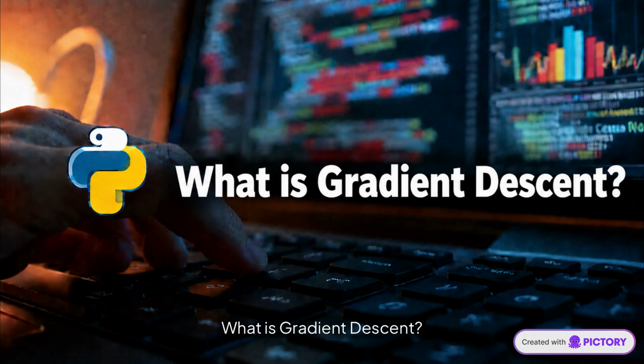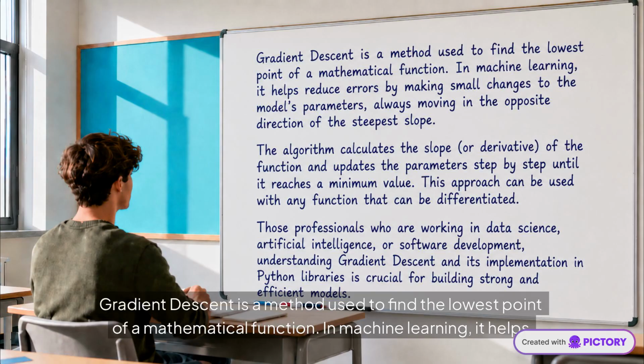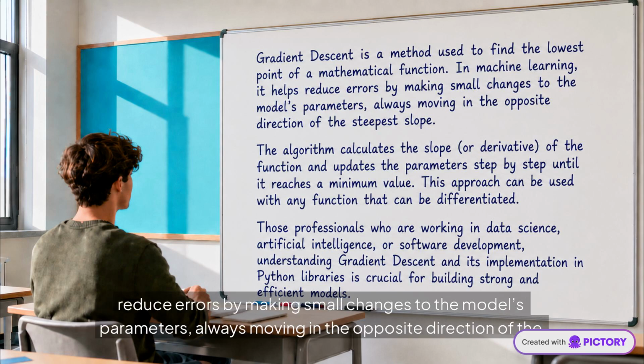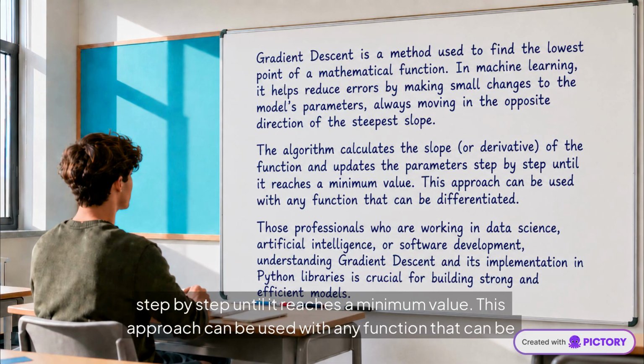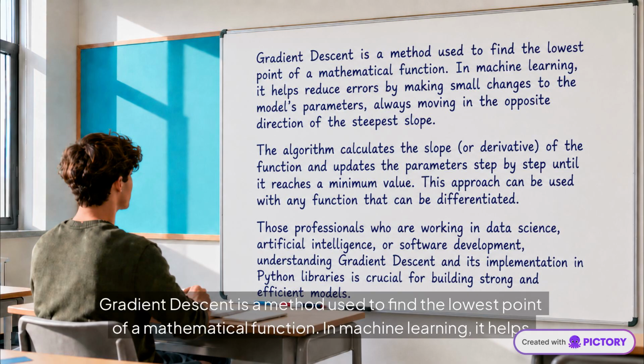What is gradient descent? Gradient descent is a method used to find the lowest point of a mathematical function. In machine learning, it helps reduce errors by making small changes to the model's parameters, always moving in the opposite direction of the steepest slope. The algorithm calculates the slope, or derivative, of the function and updates the parameters step by step until it reaches a minimum value. This approach can be used with any function that can be differentiated.